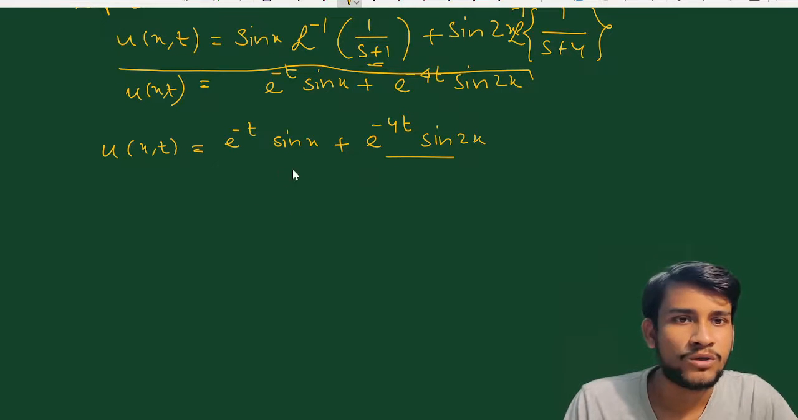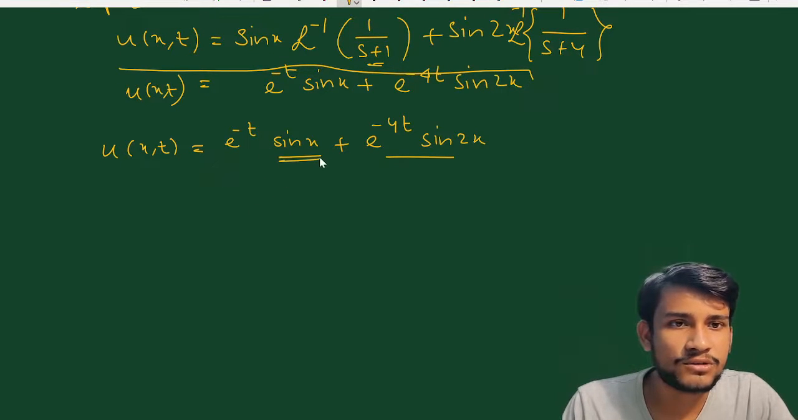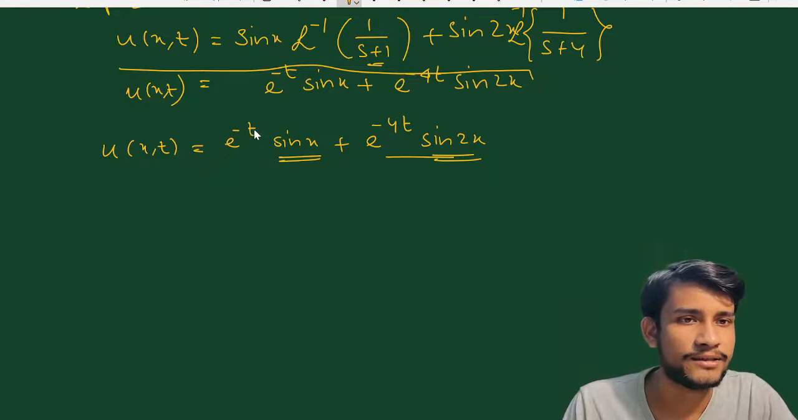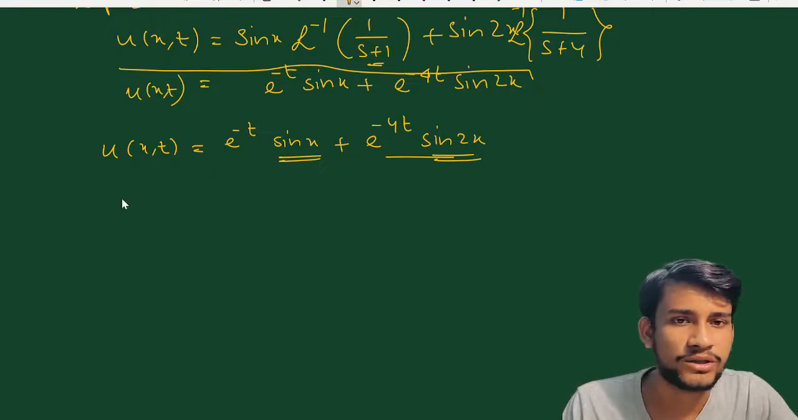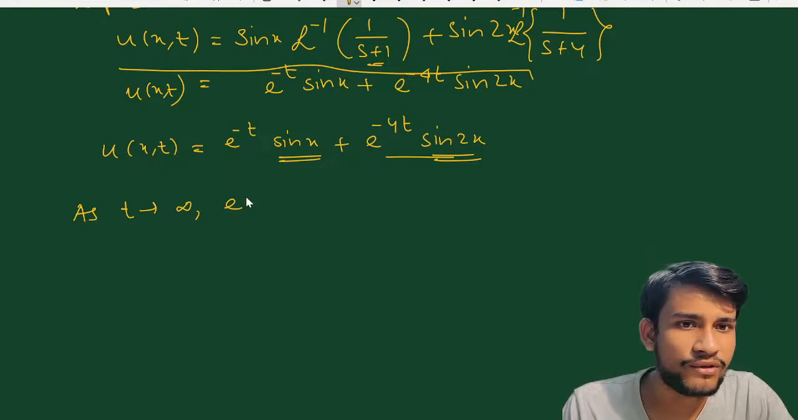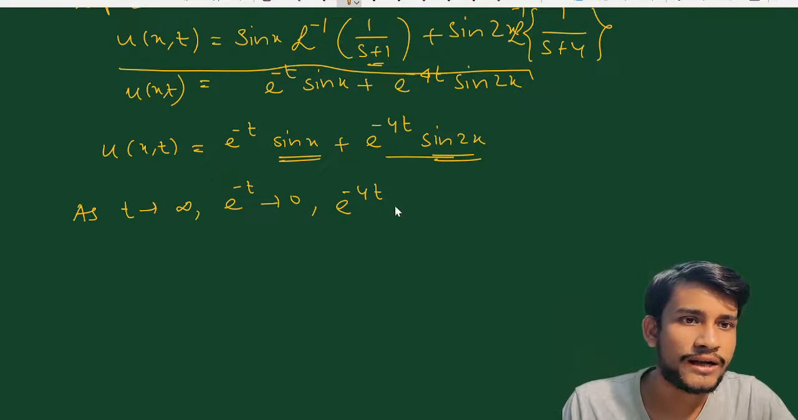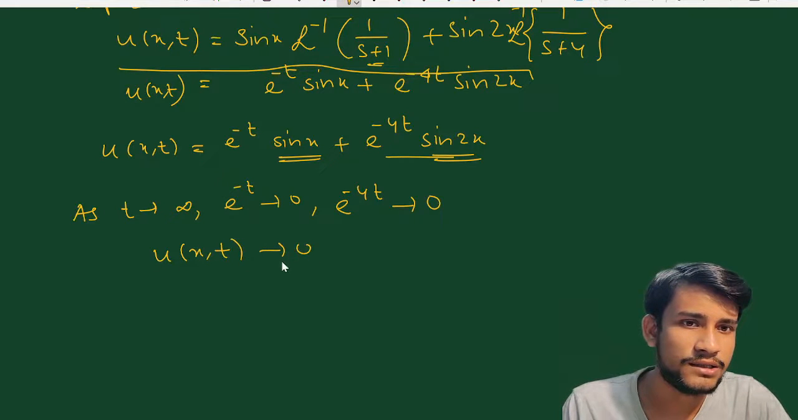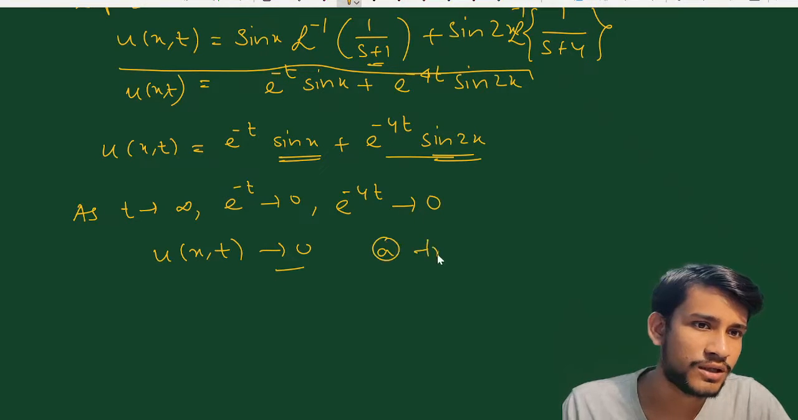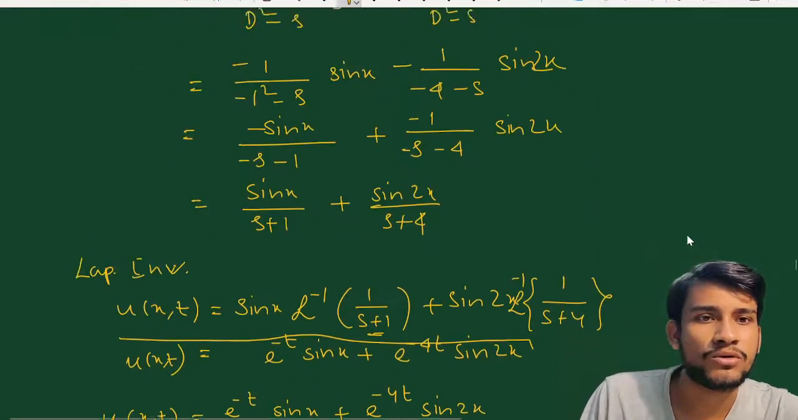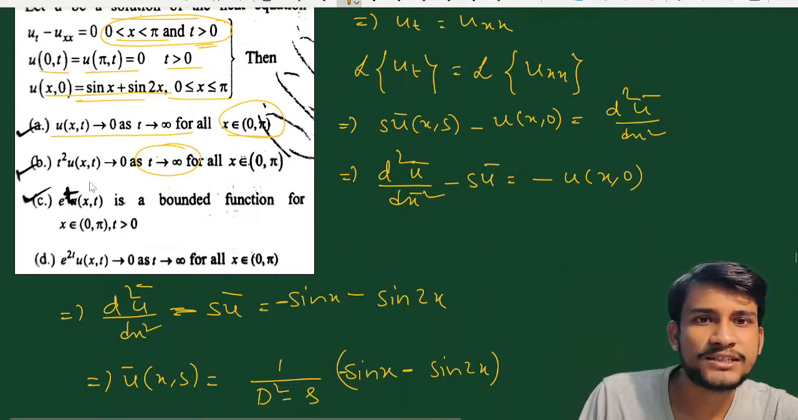So look, at t tends to infinity, this term is bounded, x belongs to any value, the sin function is bounded, we all know that. So mainly the discussion here will be on t. So as t tends to infinity, e to the power minus t tends to 0, and e to the power minus 4t also tends to 0. That means u(x,t) clearly tends to 0. Okay, so option A is the true option. Now go to the next option, t² u(x,t).